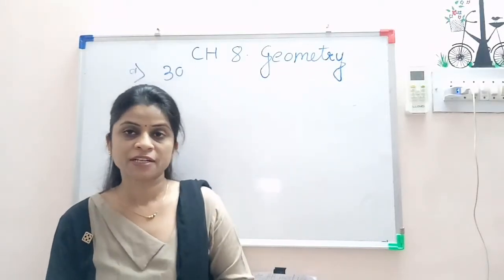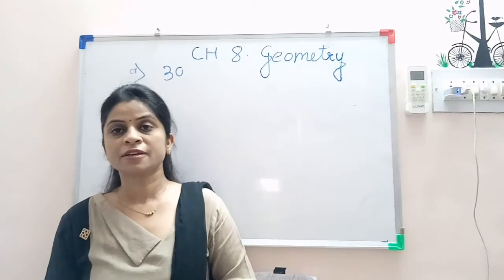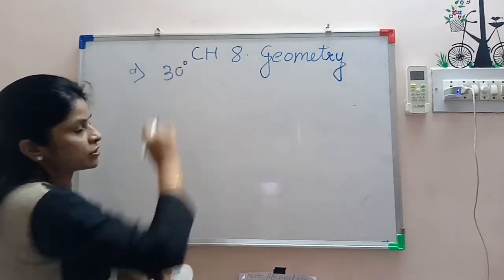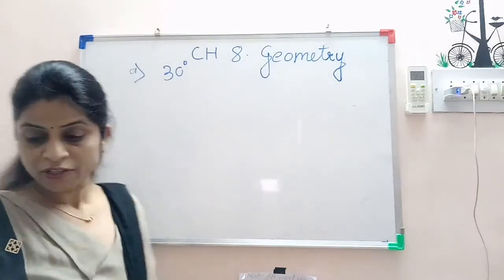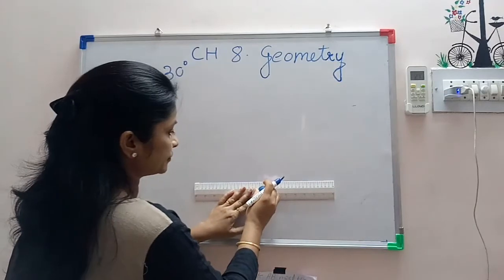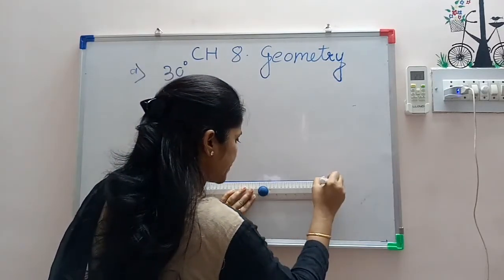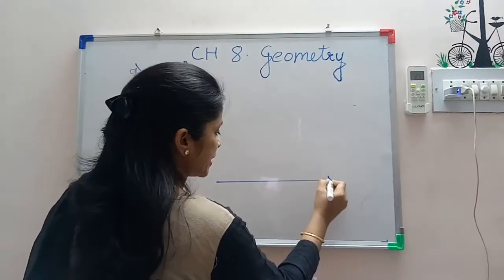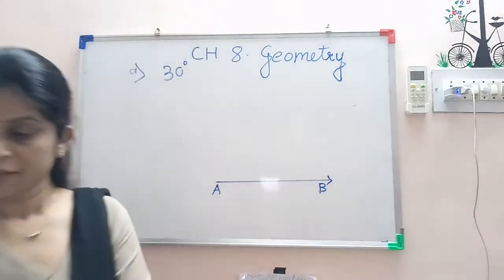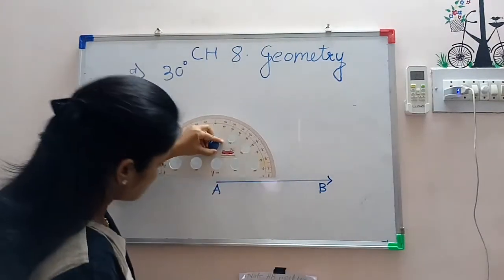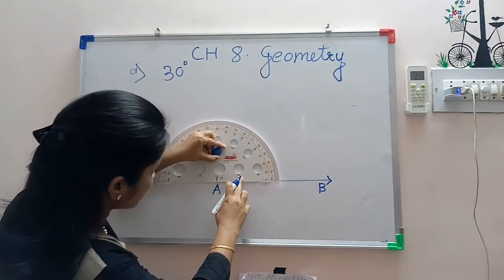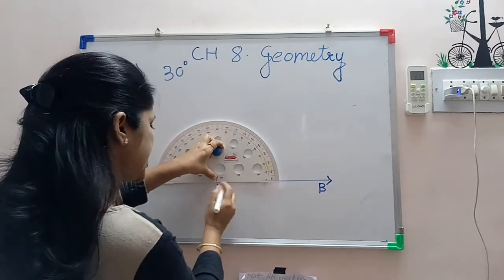Textbook page number 144. In question number 3, part A, we will draw a 30 degree angle. For this, first of all, we will take the ruler and draw one ray and name it A and B. After that, we will place the baseline of the protractor on the ray and adjust the center on point A.